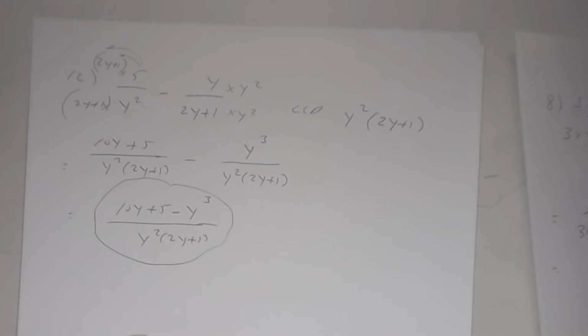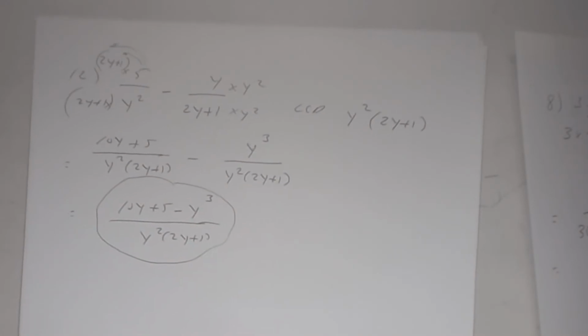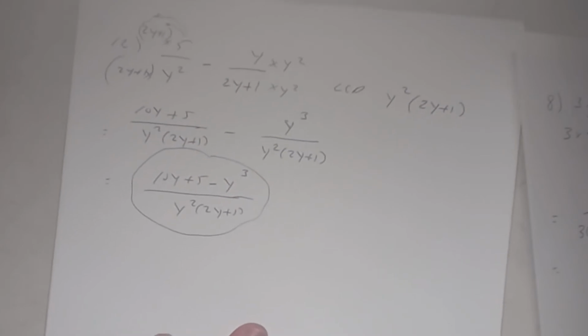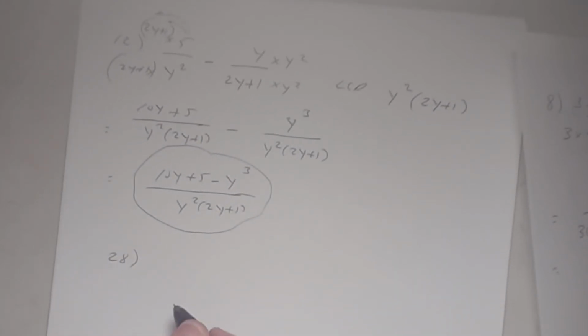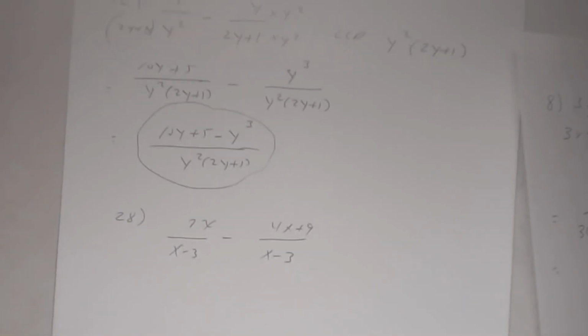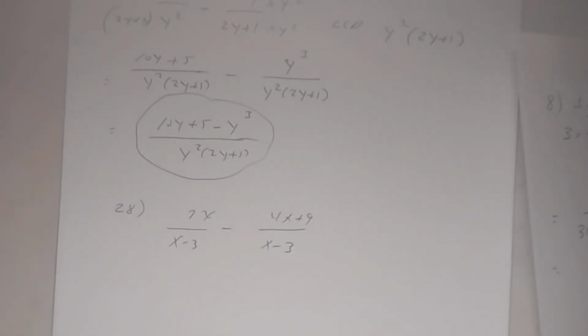All right, let's look at this one. So this is going to be number 28. You have 7x over x minus 3 minus 4x plus 9 divided by x minus 3. Okay, so your denominators are the same. Very good. So we don't have to find the LCD because it's already the same. So then you would just go about business as usual.